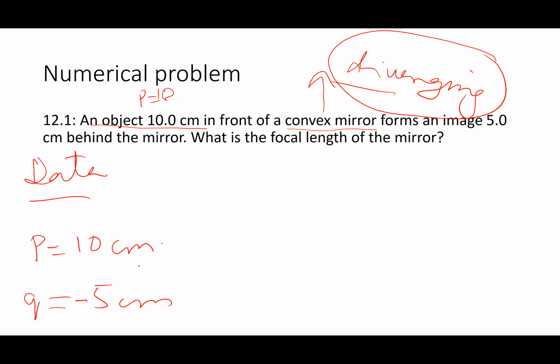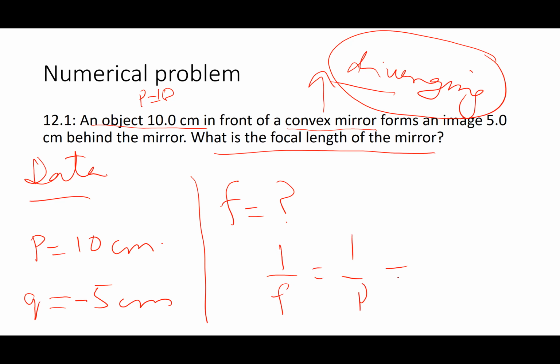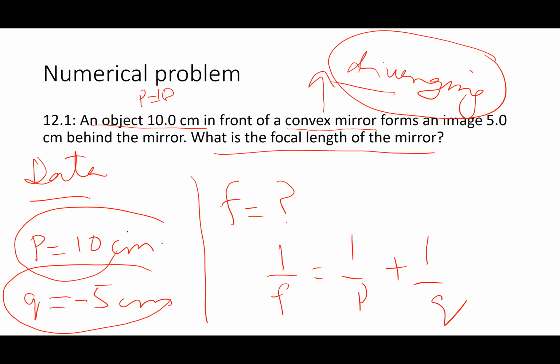Find the focal length. So this is data, focal length, question mark. This is the data I have written for you. So what is the focal length of the mirror? We have to find the focal length of the mirror. So you will use the general relation: 1 divided by F is equal to 1 divided by P plus 1 divided by Q. Q is taken negative, P is also given. You will simplify and you will get the answer.